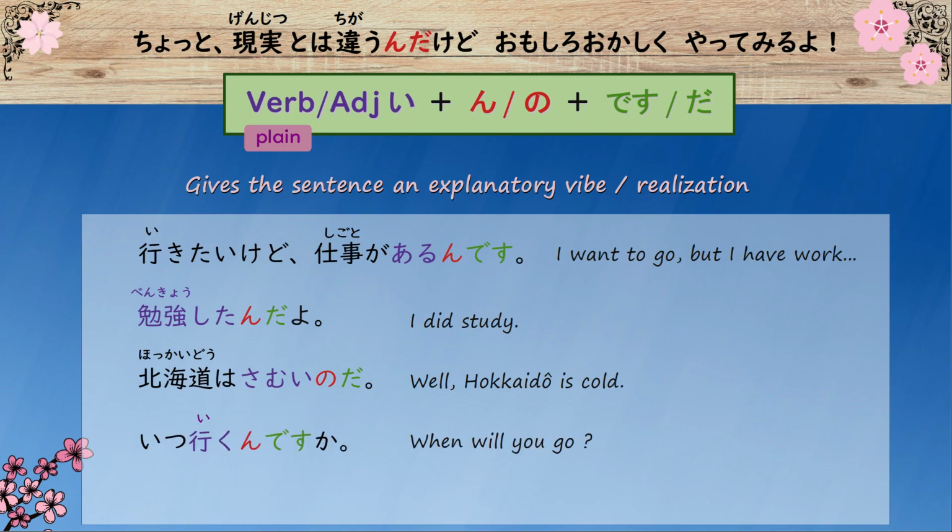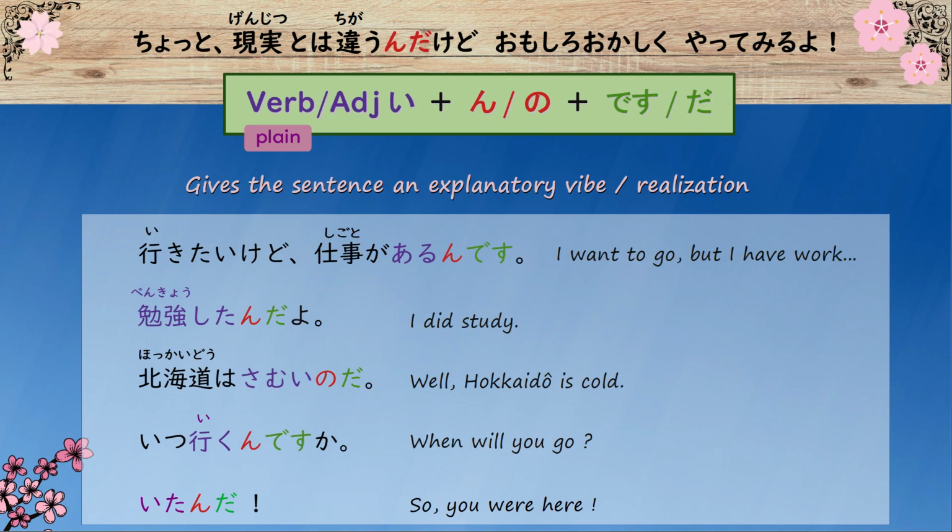Then, いつ行くんですか? So here it's a question. So of course, when it's a question, it will kind of invert the whole thing. This time, you will indicate that you are asking for some explanation. So, when will you go? You can't really translate the んです here, but いつ行くんですか? It shows that you're kind of curious. You lack some information about the context. You really want to know. You really want the speaker to explain to you. And so, んですか? いつ行くんですか?